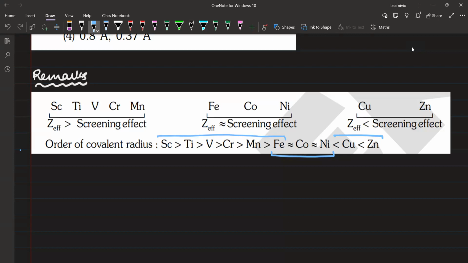Screening effect is dominant. Screening effect में क्या होगा? The electron is not going to experience the positive charge too much. It will experience lesser positive charge. That way it will be further away from the nucleus.